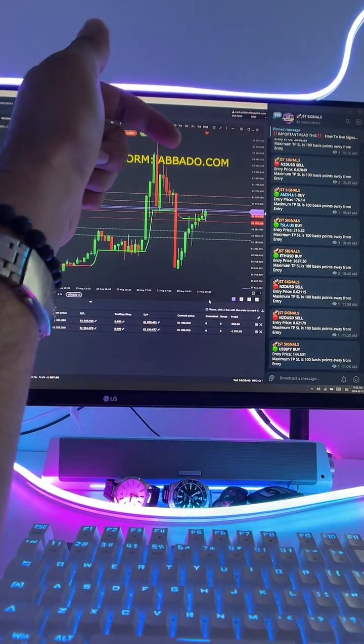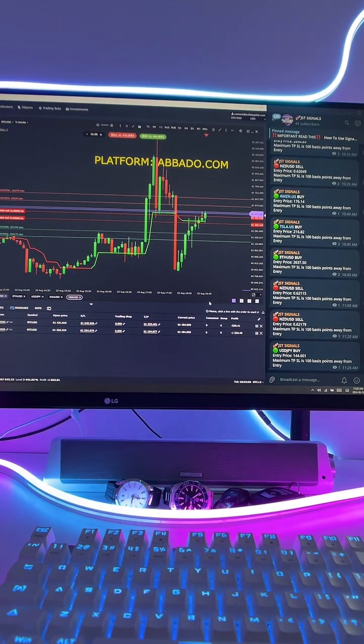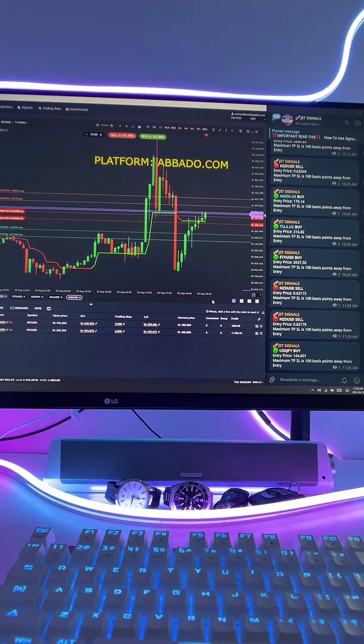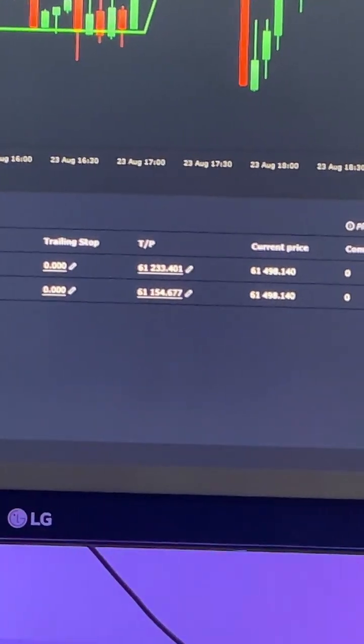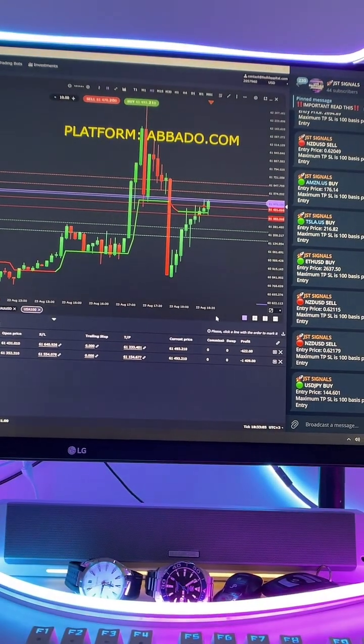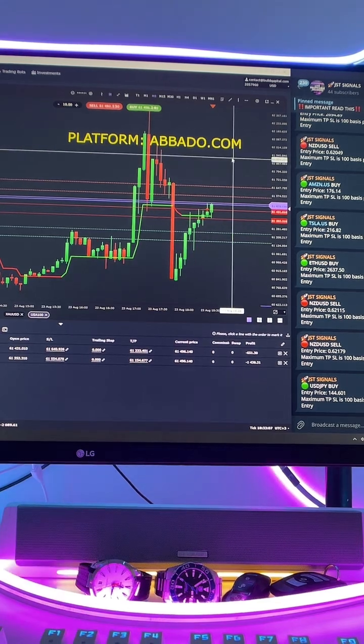Let's see what's happening. Kuldeep is saying TP. So the TP for both my trades right here, you guys can see, I'll show you. It's 61,233 and 61,154.